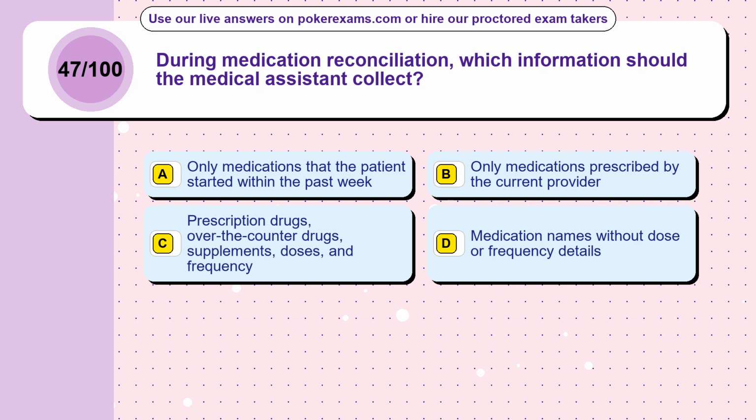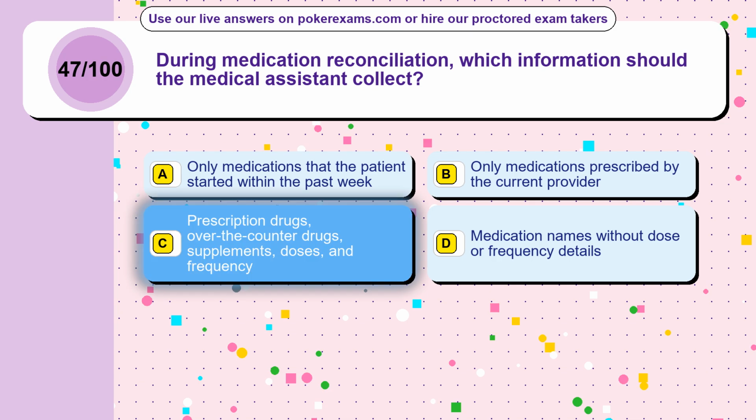Option D, medication names without dose or frequency details. The correct answer is option C. Prescription drugs, over-the-counter drugs, supplements, doses, and frequency.